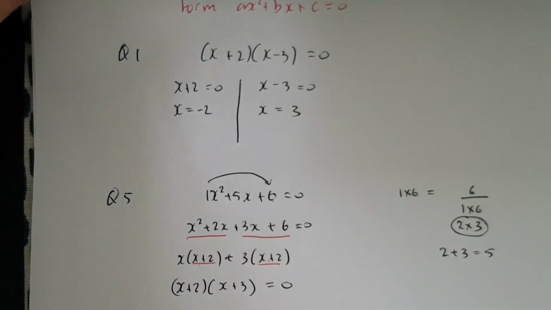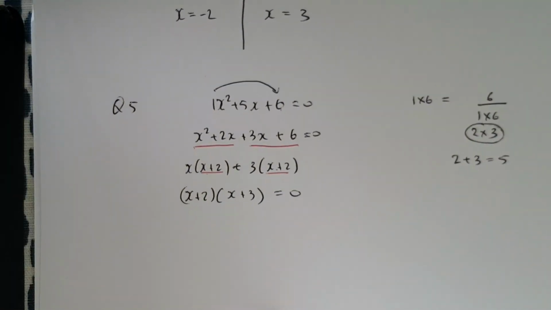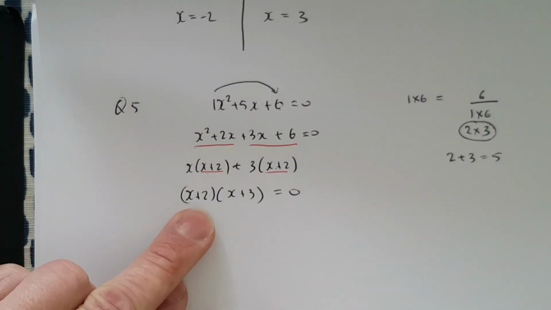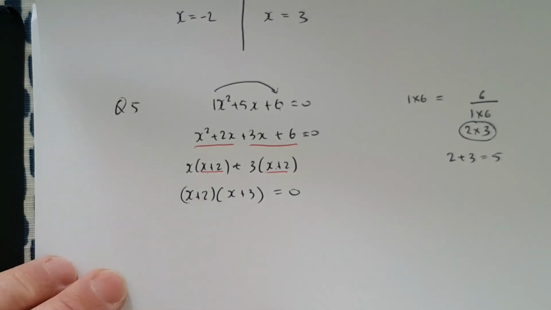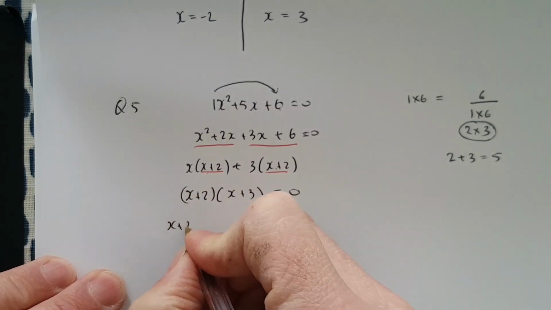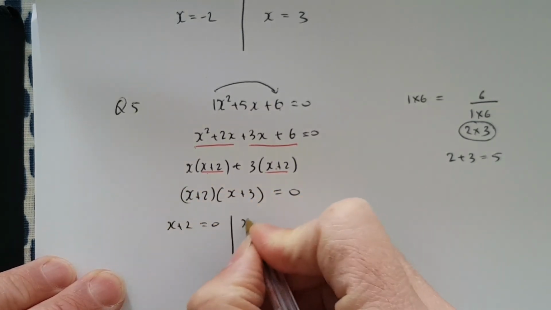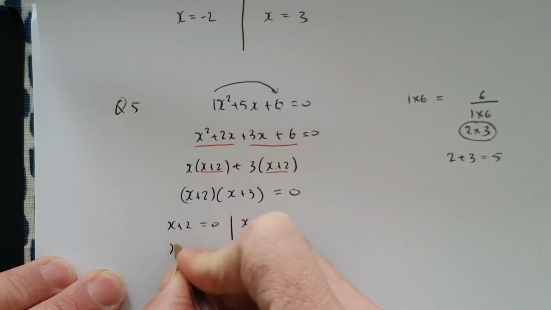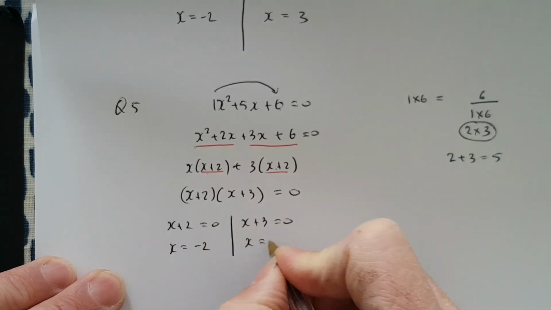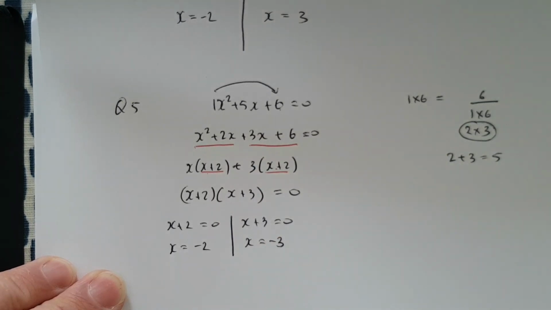That's as far as we went in the previous examples when we were factorizing, but now we're in a position to solve. Because (x + 2) multiplied by (x + 3) gives 0, that means I have two possible solutions: x + 2 = 0 or x + 3 = 0, which leaves me with x = -2 and x = -3. And that is fully solved.